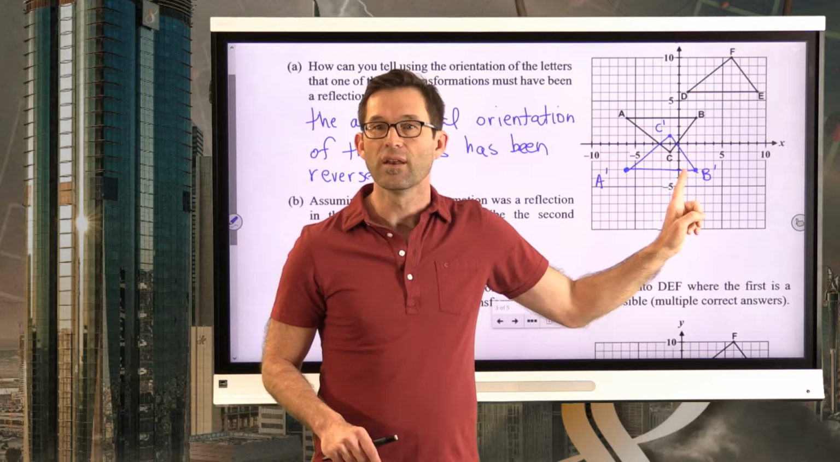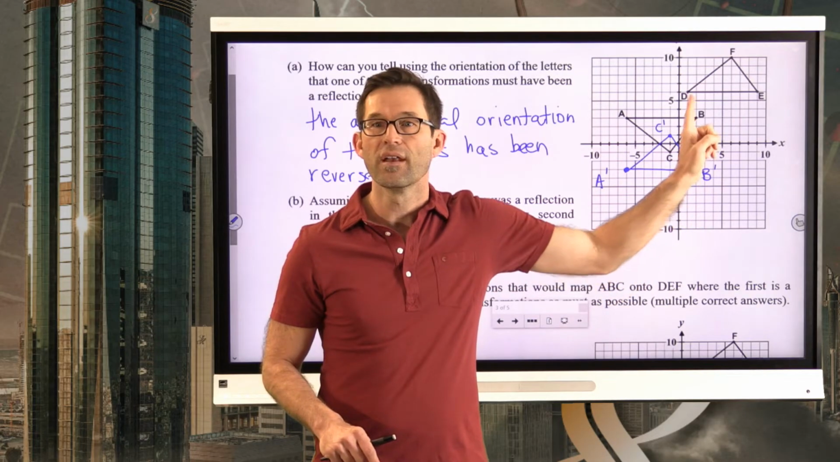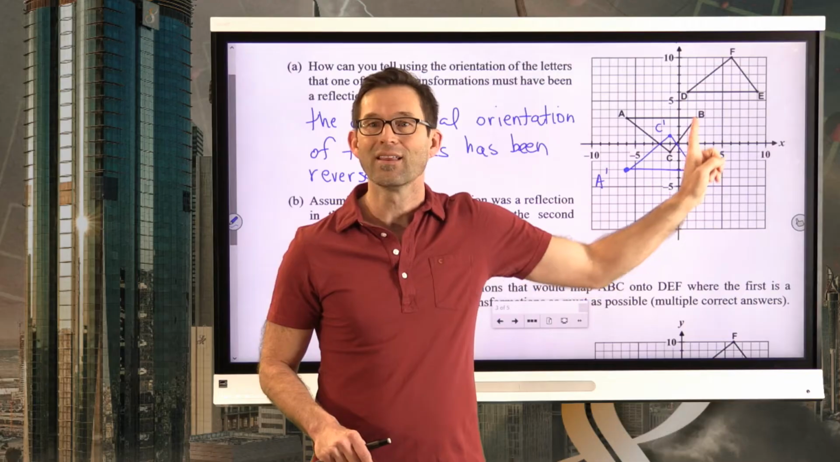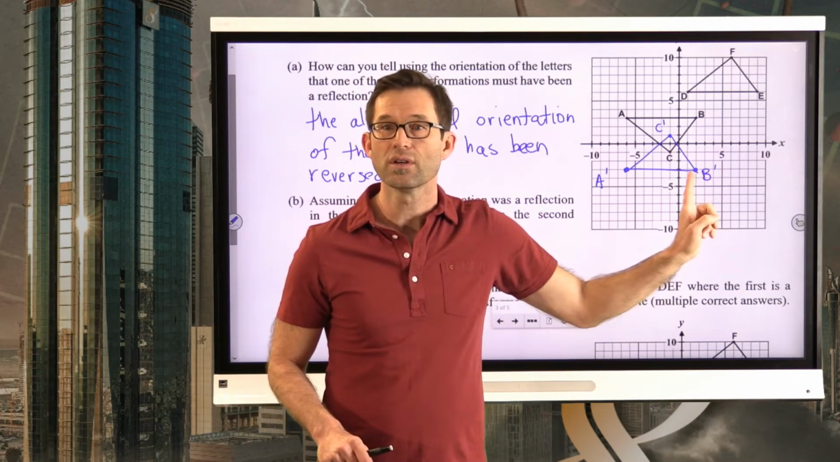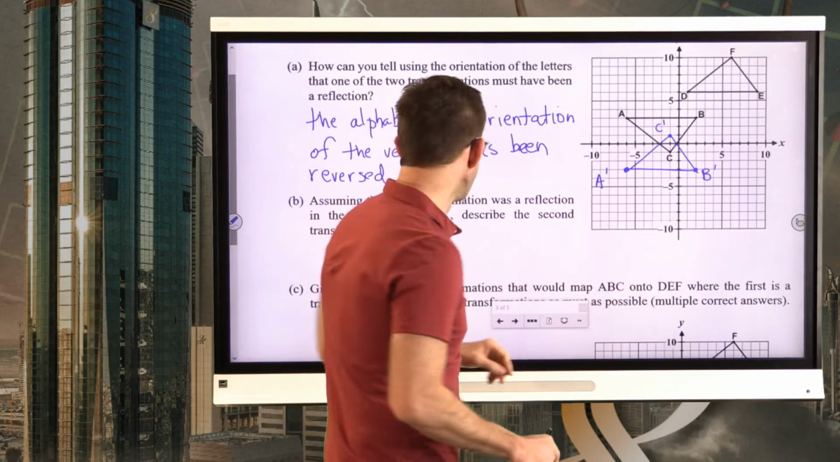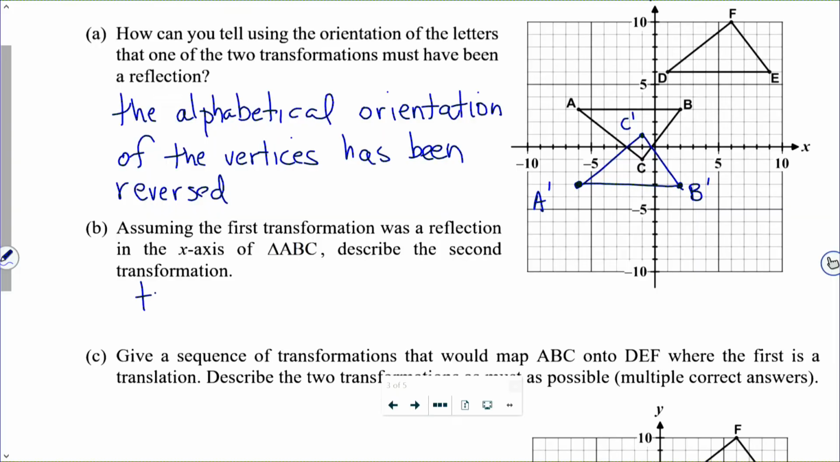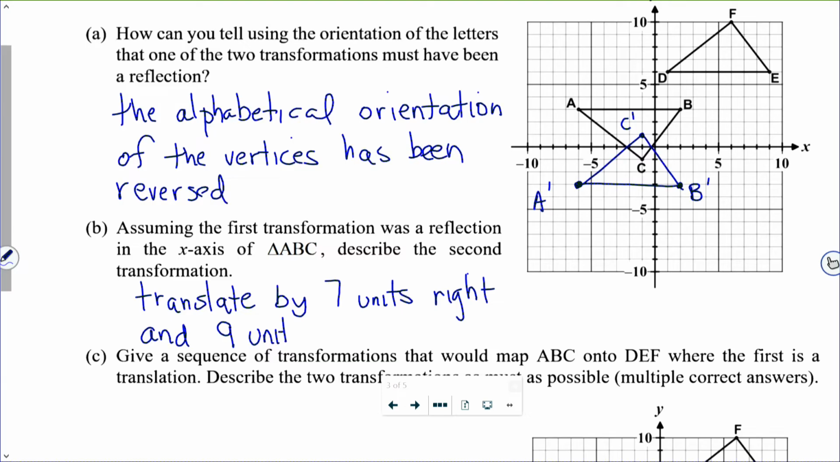Then I'd have to shift it 3 units up to here, and then another 6 units, so 9 units up here. So it would have to be what? A 7 unit shift, and then a 9 unit shift. All right, so we're going to translate by, just to make sure, 7 units right, and 9 units up.